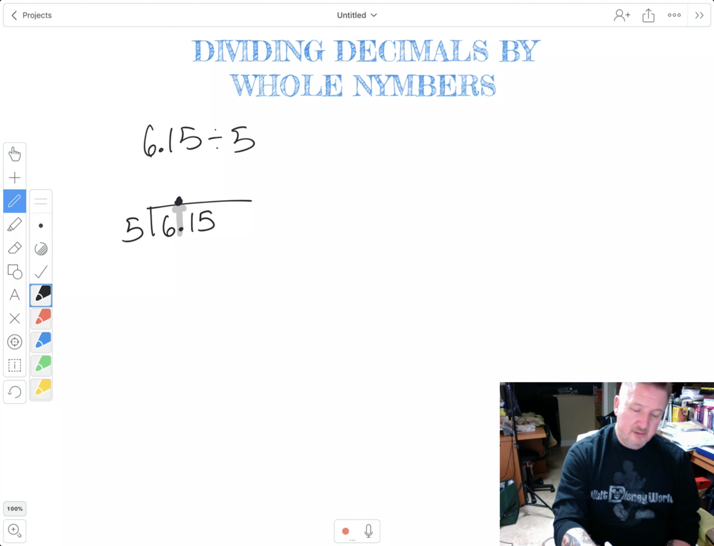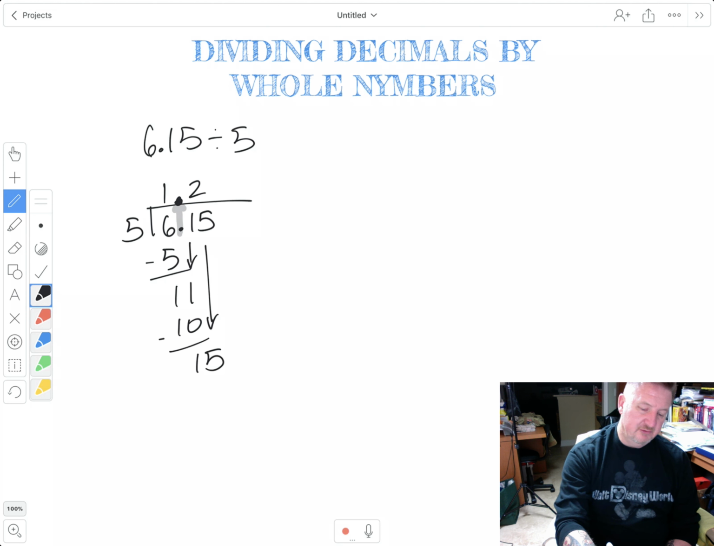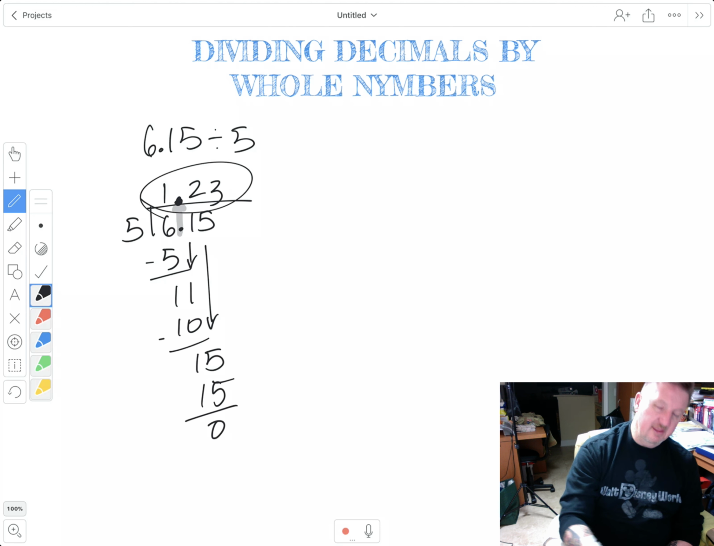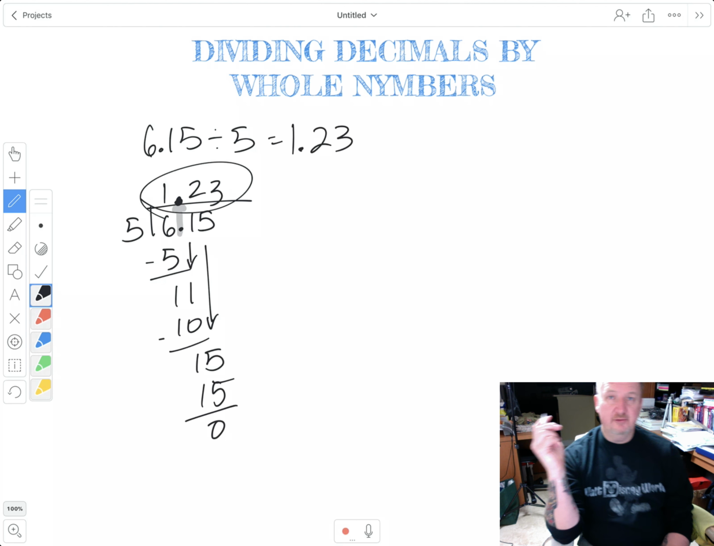Then you just go ahead and start dividing. 5 will go into 6 one time. I subtract, I get 1. I bring this 5 down. 5 will go into 11 2 times. That's 10. I subtract, I get 1. And then 5 will go into 15 3 times. 3 times 5 is 15. I subtract. That's my final answer. All right, so 6.15 divided by 5 is 1 and 23 hundredths.